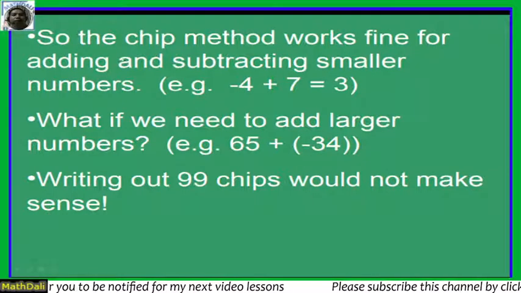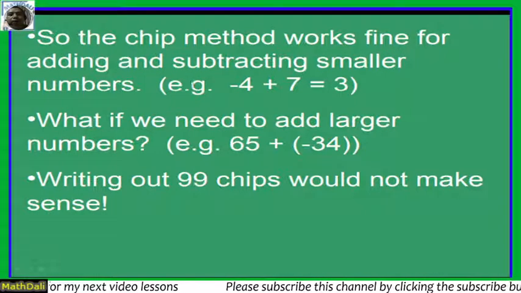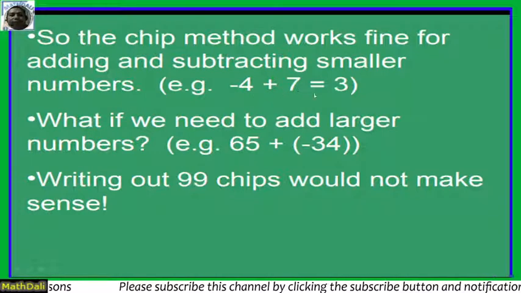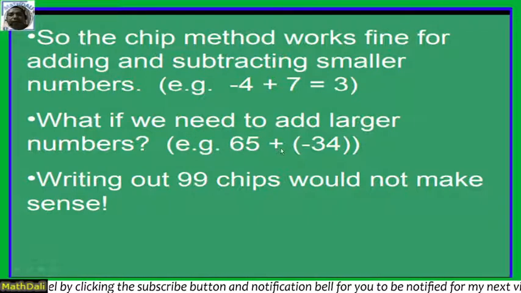Okay, so the keep method works fine for adding and subtracting smaller numbers. Example, we have negative 4 plus 7. That will be equal to positive 3. What if we need to add larger numbers? Like say for example, we have 65 plus negative 34. Writing out 99 keep would not make sense.